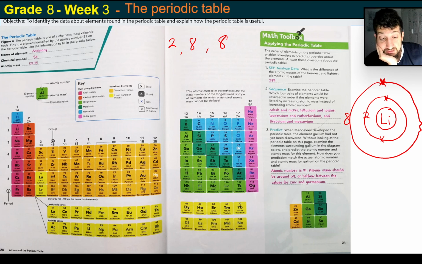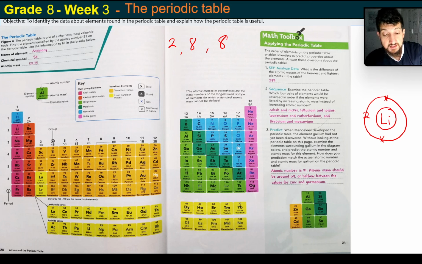So what happens here then? Well, it's got 2 and it's got 1, but it really doesn't like that one. It doesn't want it because, as I said, it wants a complete outer shell. And the easiest thing to do for lithium would be to get rid of it altogether. So that makes lithium very reactive. Okay? Lithium is very reactive. So if you put it with water, what is it going to do?